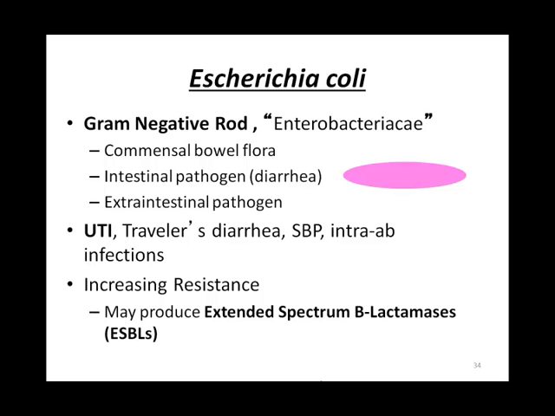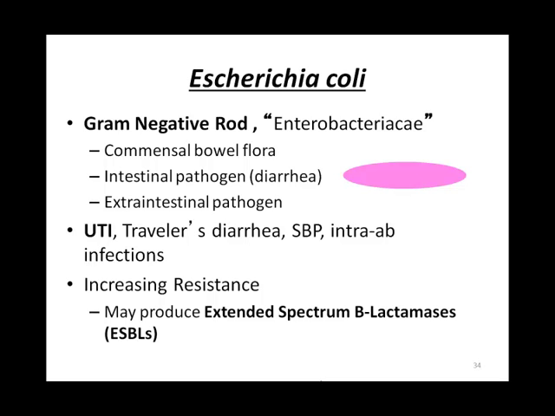Or it can be an extraintestinal pathogen. What I mean by that is when it gets outside of the intestines, for example, in your urinary tract or in your kidneys, then certainly it's going to cause an infection there. And this is the number one cause of urinary tract infections without a doubt in every setting. So that should be something that sticks with you throughout your careers. And then it'll also be encountered in other abdominal infections like SBP, spontaneous bacterial peritonitis, or other intra-abdominal infections.